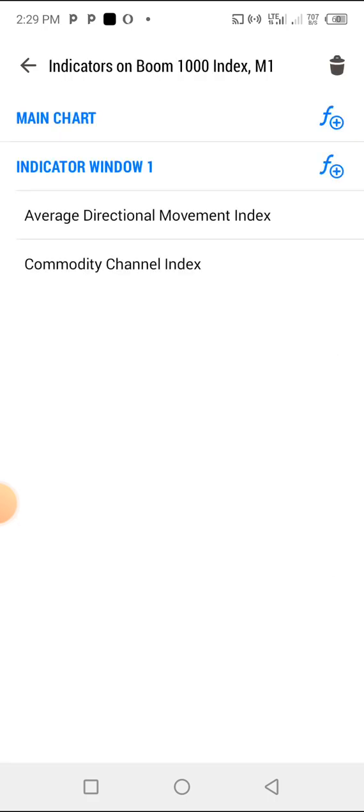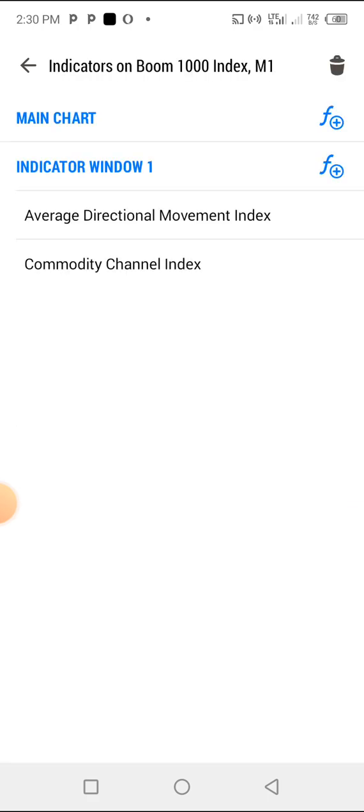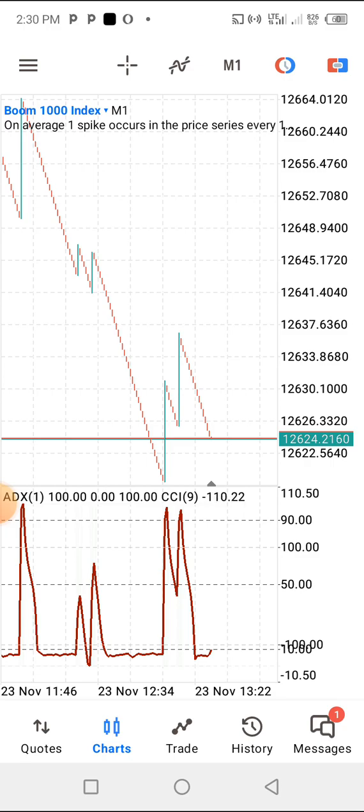The next indicator you'll be adding is the Commodity Channel Index, which has a period of 9. Apply it to the typical price, HLC/3. For the style, you can use any pixel and any color of your choice, but make sure it's something more visible on your chart. I decided to use red, but just choose a color you can see well on your screen. There are no levels in this, just leave it at the default. After that, you click on done. Then you go back to your chart, and this is how your chart will look.